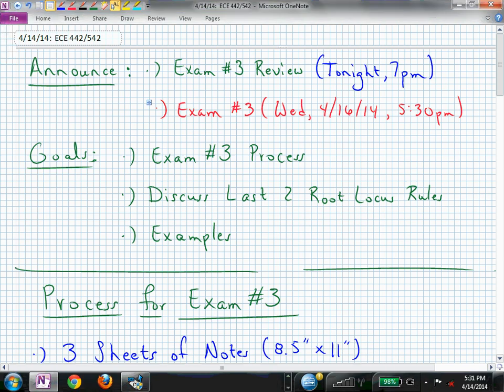Well, today we have two more root locus rules that I want to cover, and they can be on the exam. They're fair game, but I think they help you better understand what you're doing or more quickly sketch the root loci. And we'll do that via some examples.